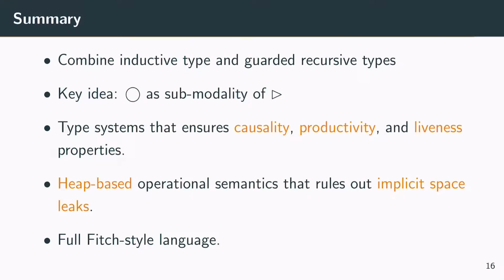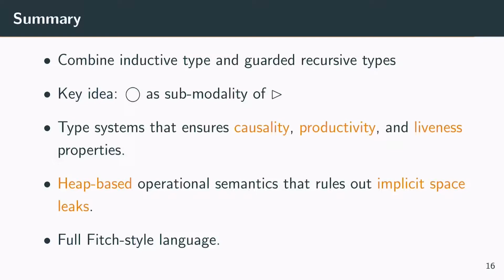So to conclude, we have presented a functional reactive programming language that combines inductive types with guarded recursive types. And the key idea to make this work was to distinguish between these two type modalities, the circle and the triangle, and to treat the circle as a submodality of the triangle.